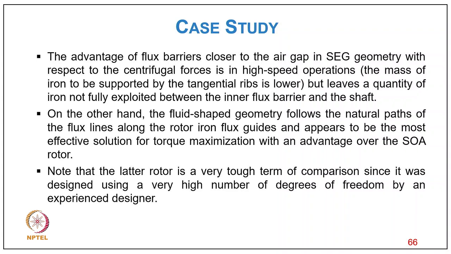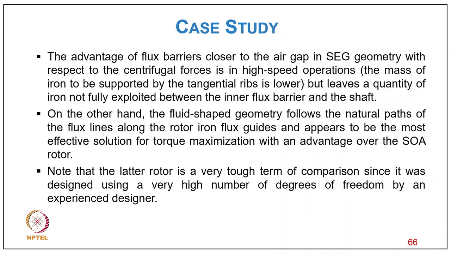The mass of iron to be supported by the tangential ribs is lower, but it leaves a quantity of iron not fully exploited between the inner flux barrier and the shaft. On the other hand, the fluid shape geometry follows the natural path of the flux lines among the rotor iron flux guides and appears to be the most effective solution for torque maximization, with an advantage over the SOA rotor. Note that the latter rotor is a very tough term of comparison.